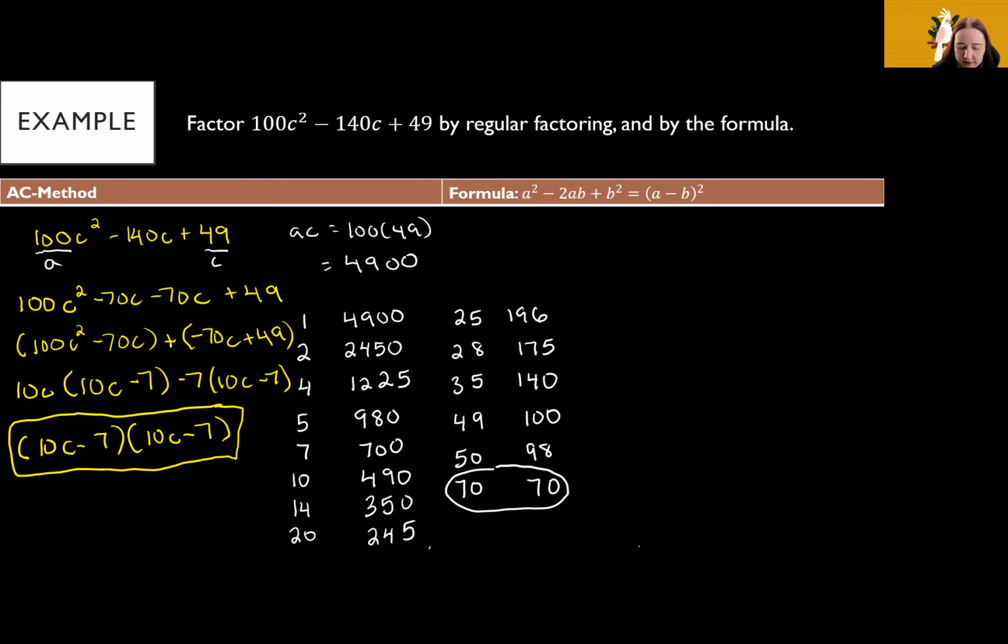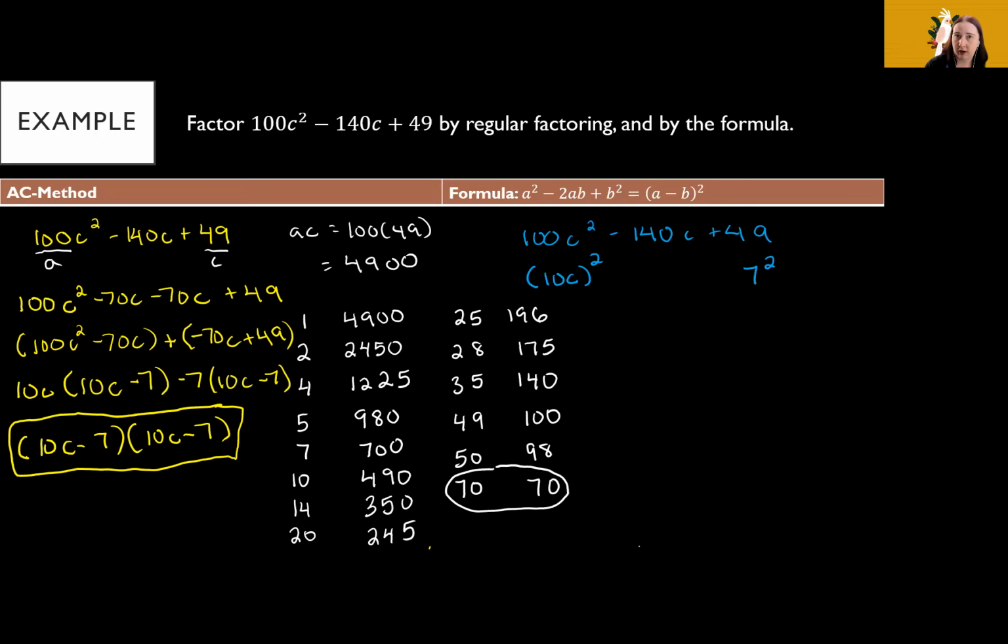So now let's do the same problem using the formula and the fact that this is a perfect square trinomial. So we have 100 c squared minus 140c plus 49. So we know that 100 is a perfect square. That's 10 squared, and we have a c squared. So this is 10c squared. So both the 10 and the c are squared. 49 is 7 squared. So the first and the last are perfect squares.